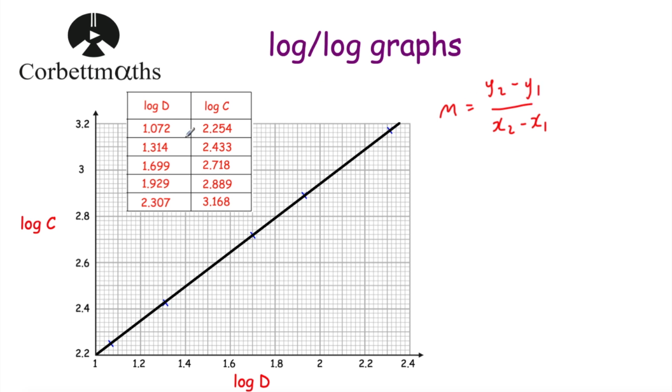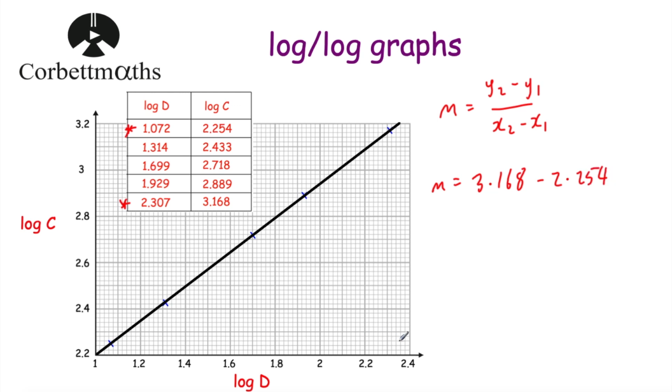Here, because all the points are on the line nicely, I'm going to choose the first one and the last one, this one here and this one here. I could draw a little triangle, or I could just look at the points. The gradient would be equal to y2 minus y1. The height of this point was 2.307 across and 3.168 up, so the height is 3.168. Then subtract the height of the other point, which was 2.254, so subtract 2.254.